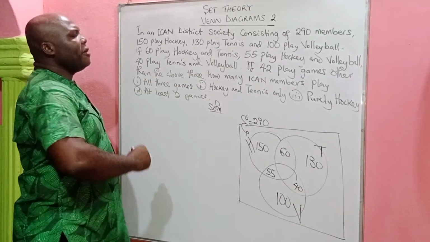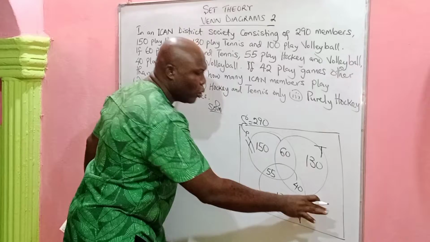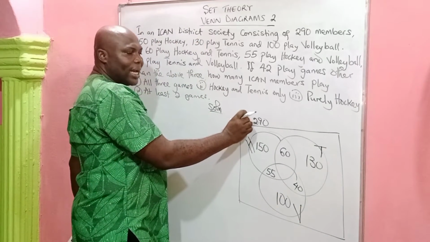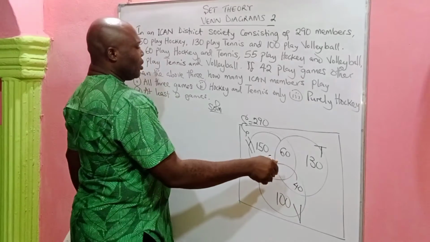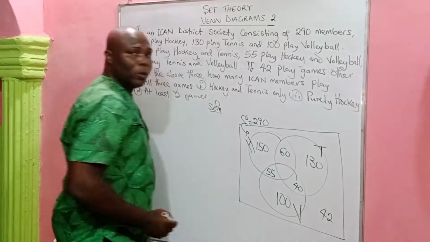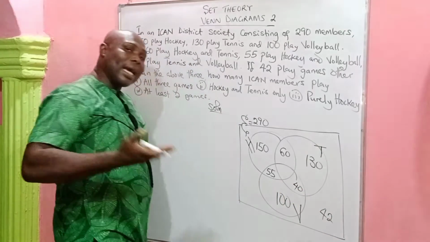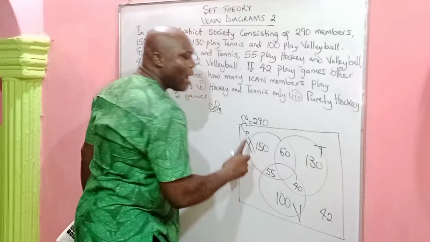And then 42 play games other than the above three, meaning that there are still people in this icon district society that do not play these 3 games, but they are in the district society. How many of them? They are 42. So they'll be written outside here, 42. Maybe some of them play other games, or maybe some of them do not play any game at all. So they are here outside the 3 circles.